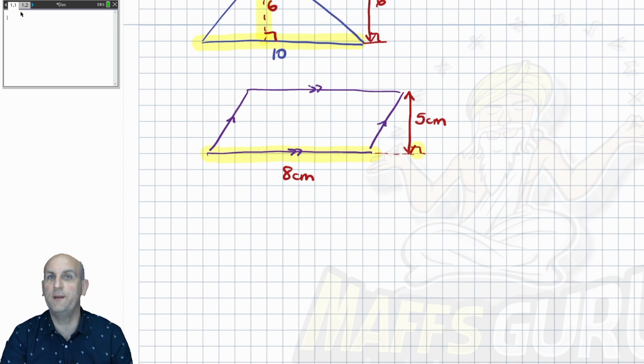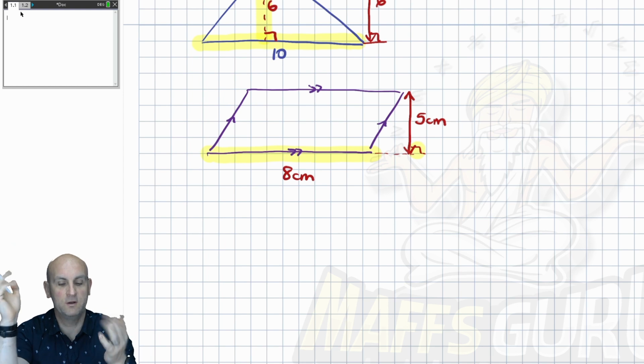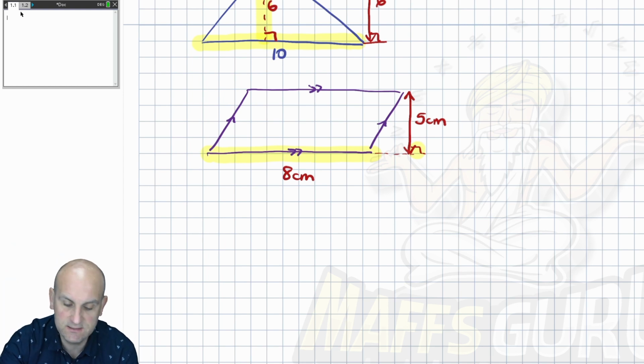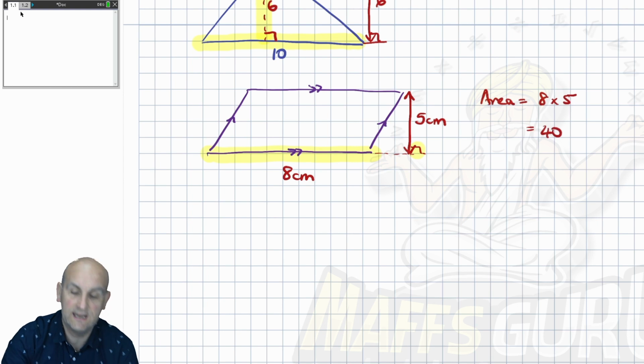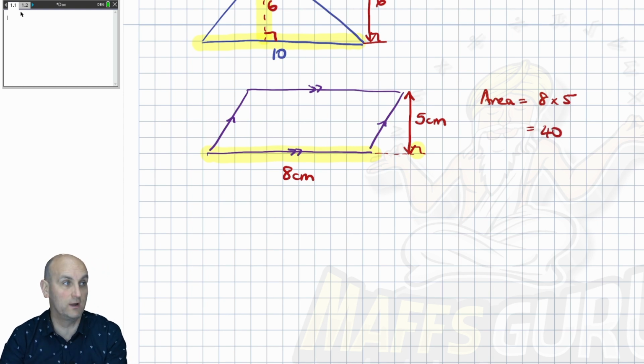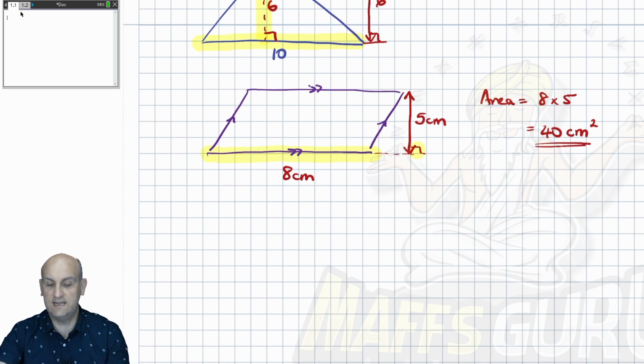So the area of a parallelogram, because it's a quadrilateral, multiply those two together. So in this situation here, my area would be 8 times 5, which would give me 40. Now don't write 40 because that's not right. What would we have to write? We would have to write 40 centimeters squared. Right, 40 centimeters squared.